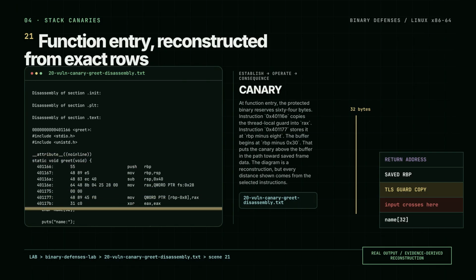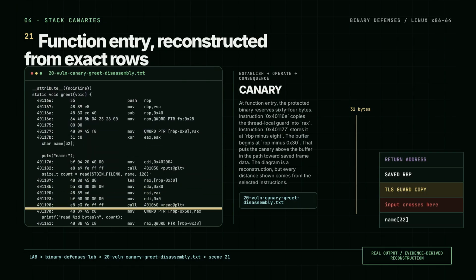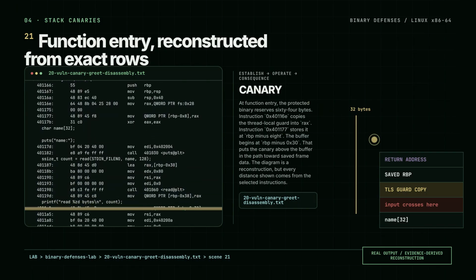Instruction 0x4E116E copies the thread local guard into RAX. Then the buffer begins at RBP-0x30. That puts the canary above the buffer in the path towards saved frame data. The diagram is a reconstruction, but every distance shown comes from the selected instructions.